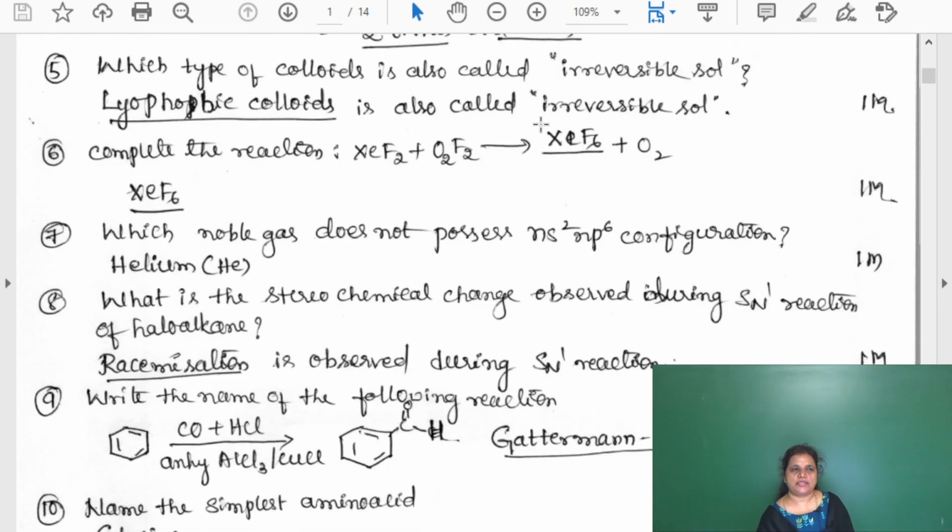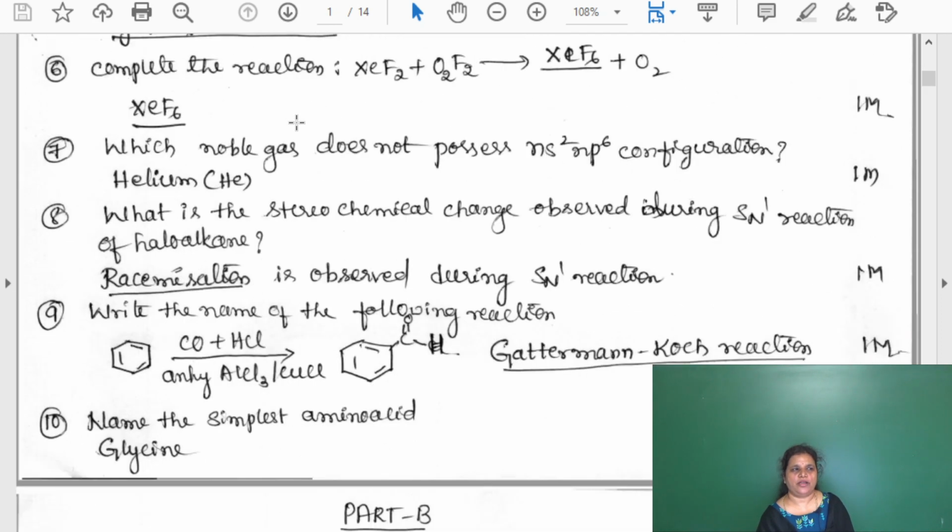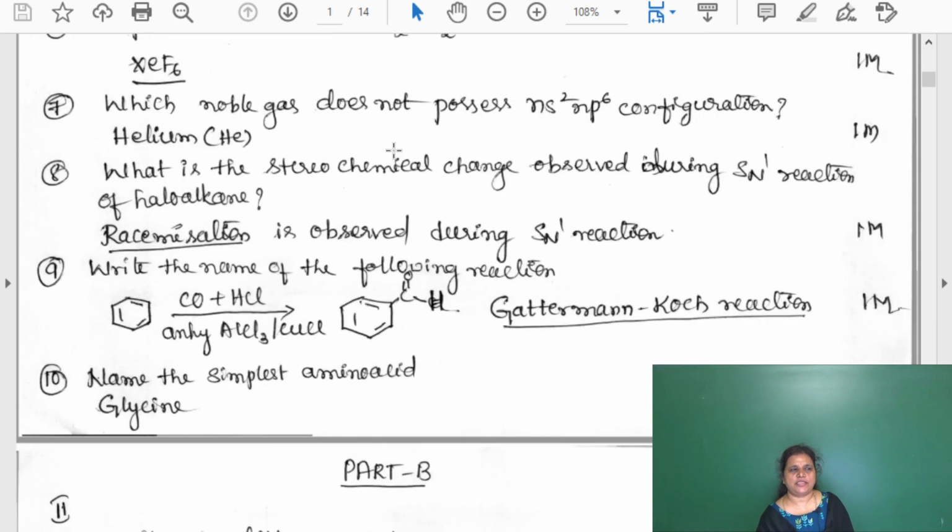Which type of colloids is also called irreversible sol? Lyophobic colloids is also called irreversible sol. Just you have to write lyophobic colloids. Okay, now move on to the next question, sixth one. Complete the reaction. XeF2, xenon difluoride, reacts with dioxygen difluoride, and you need to write only one product, xenon hexafluoride, with the liberation of oxygen. So just you can write this xenon hexafluoride, so that carries 1 mark.